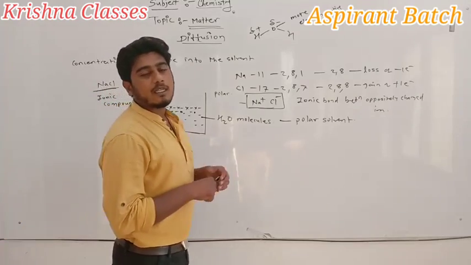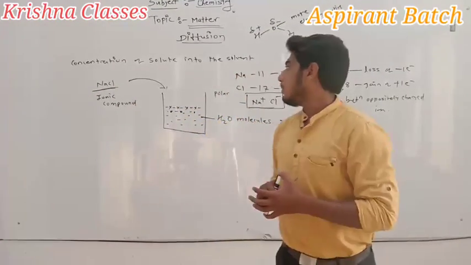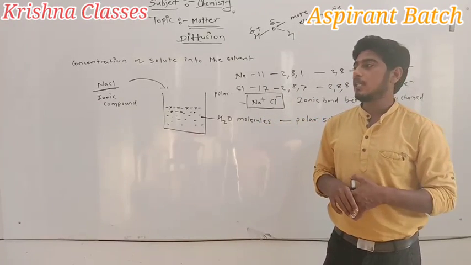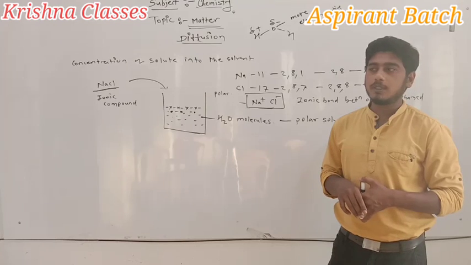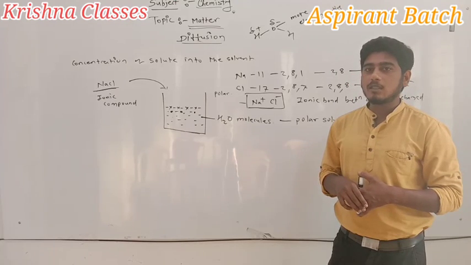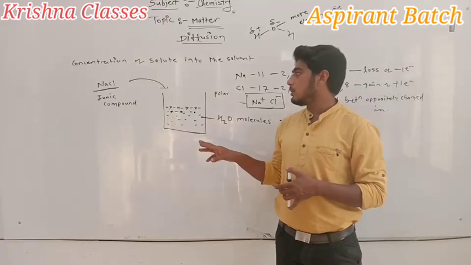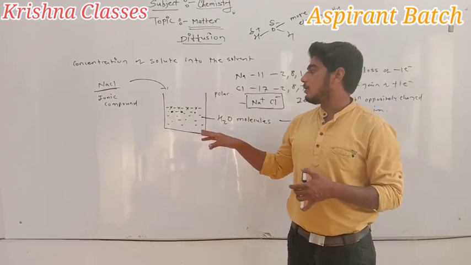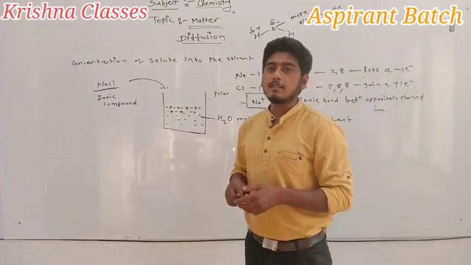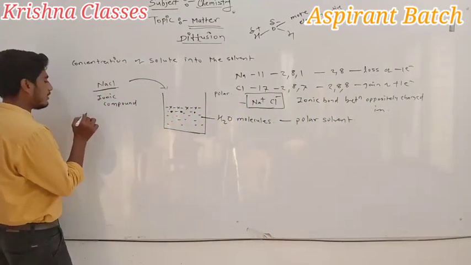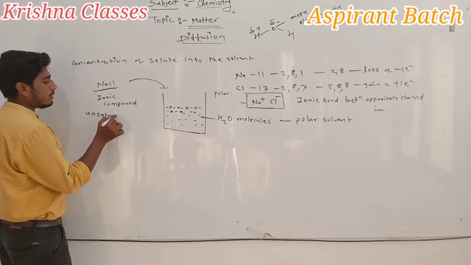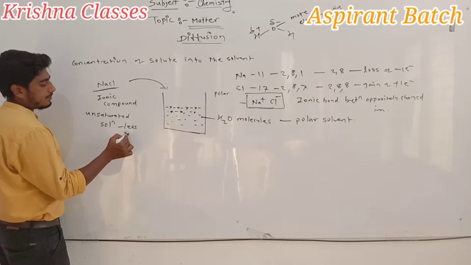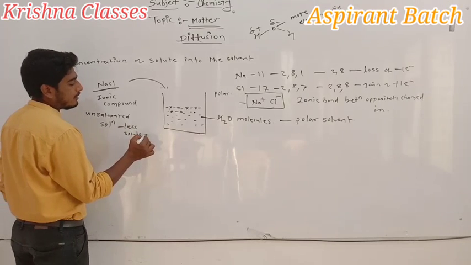Depending upon the concentration of sodium chloride, the solution is classified into three types: saturated, unsaturated and supersaturated. When a small concentration of the solute is present in the water, it is considered an unsaturated solution. When a small amount of solute is present, the solute is dissolved.